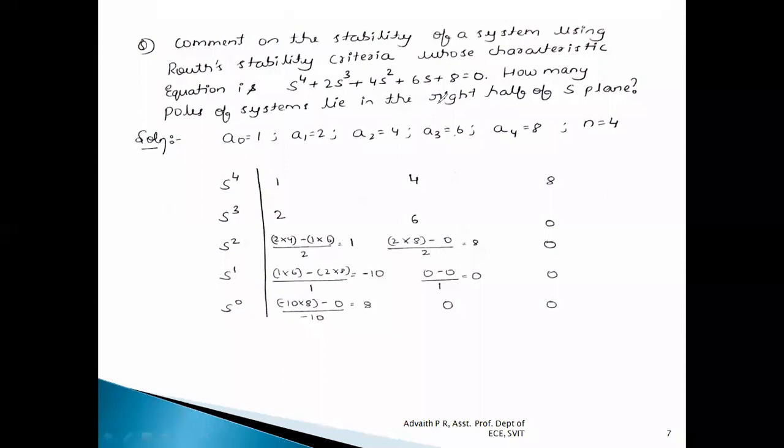A0 is equal to 1 because beside s to the power of 4 we have 1. So A0 is equal to 1. A1 is equal to 2 because beside s to the power of 3 the coefficient which we have is 2. Similarly, A2 is 4, A3 is 6, A4 is 8.